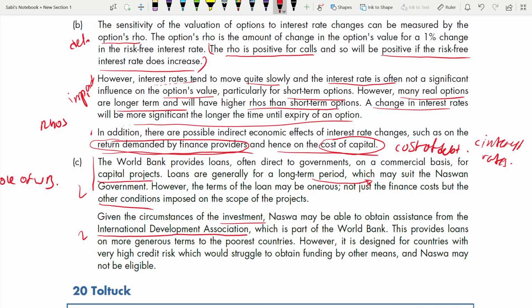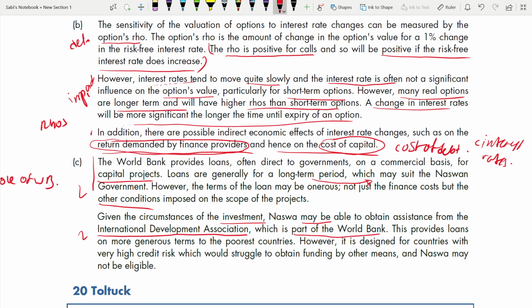See how they are referring to it, how they are making it in points. Naswan may be able to obtain assistance from the International Development Association, which is part of the World Bank.